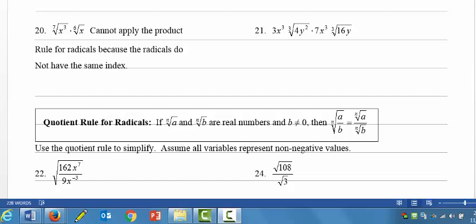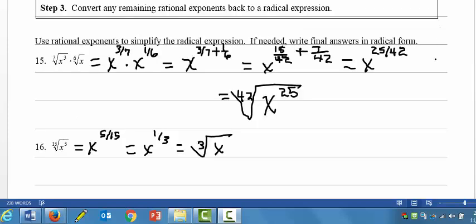And we worked this problem. This was actually number 15. In order to simplify this, we had to convert to rational exponents. Let's take a look at that again. So here we see that problem simplified with the use of radical exponents. We cannot simplify it with the product rule for radicals.